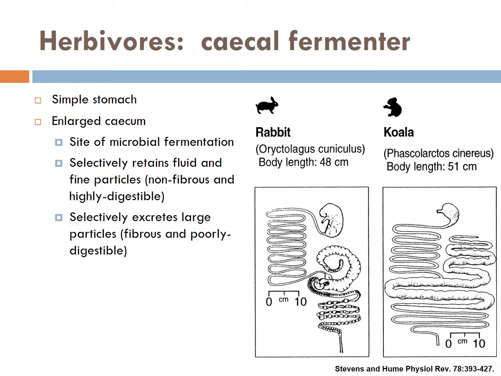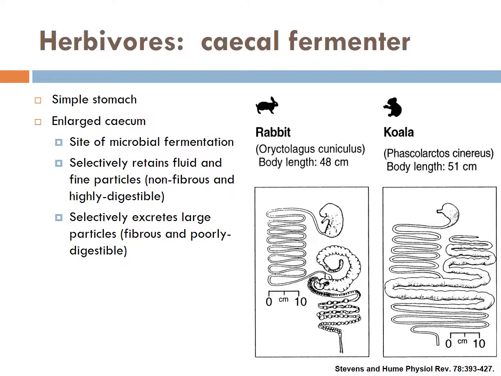Foregut fermentation is one strategy for herbivory, but there's another strategy, that of the hindgut fermenters. One example of a hindgut fermenter is a cecal fermenter. We have a rabbit and a koala to illustrate cecal fermenters. These have simple stomachs, again very similar to our own. They have an enlarged cecum.